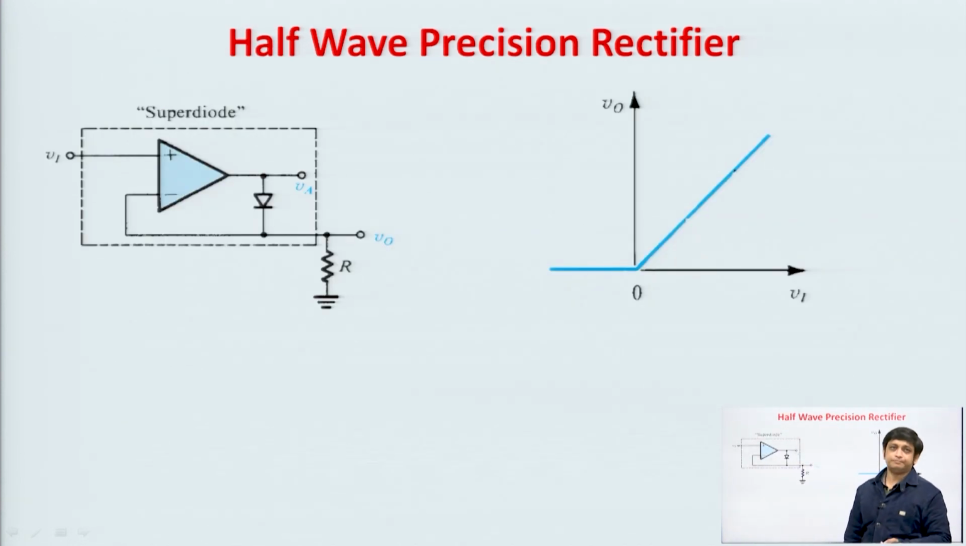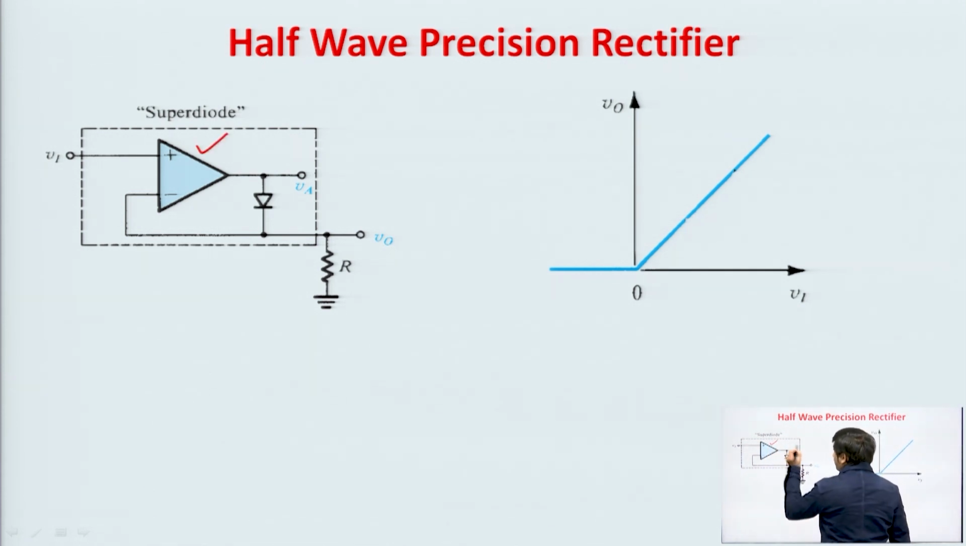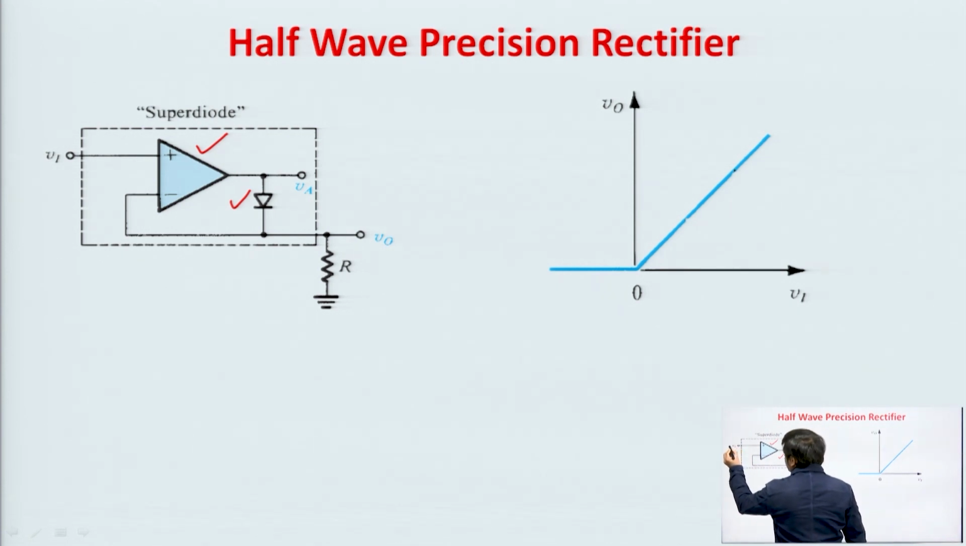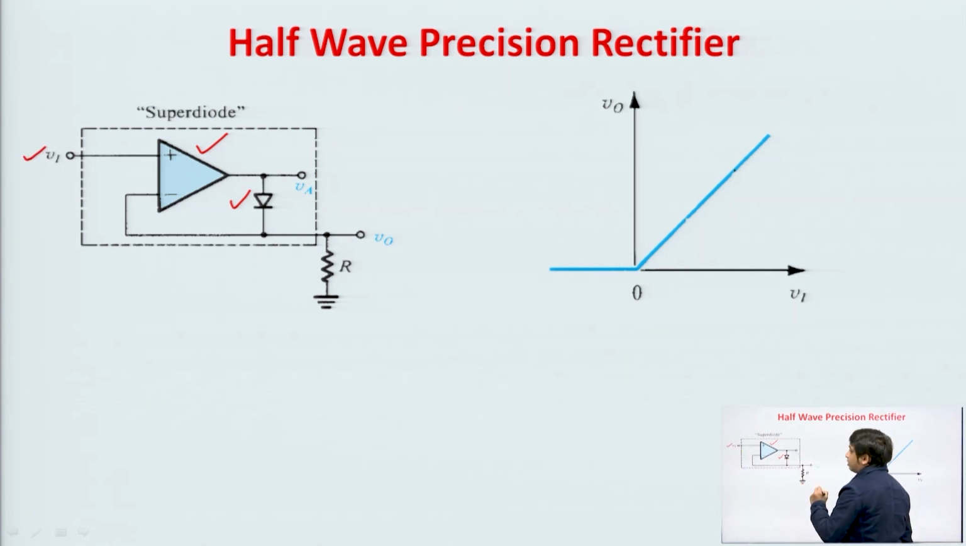So, starting with the half wave precision rectifier. In half wave precision rectifier, we can see that one op amp is used and one diode is used, and the input signal is applied at the non-inverting terminal of the op amp. Non-inverting terminal, that is the positive input terminal, and this diode, let us say this diode is D, is connected in the negative feedback path of the op amp. This R is the load resistance, right.